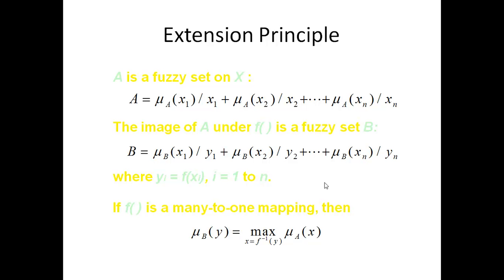Now if this function f is a many to one functional mapping, then this mu B of y can be calculated. This is equal to the maximum of mu A of x, where x is f inverse of y.